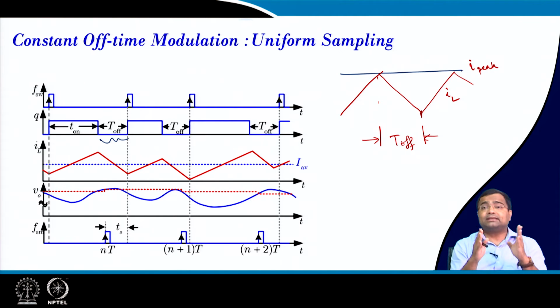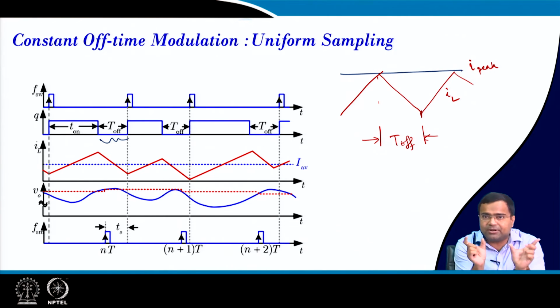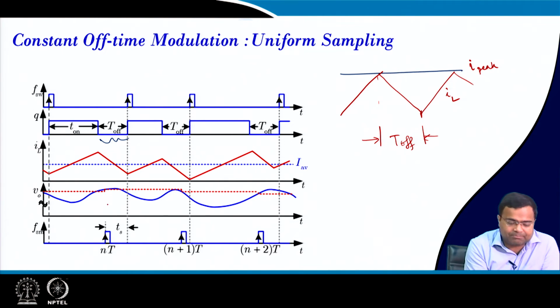Now, since this is a variable frequency modulation, because your off time is constant but the on time will vary based on the variation in the initial condition, variation in the peak reference or many disturbances, how to sample? Because the time period can vary, even with a small perturbation. If we use uniform sampling, then you see sometimes the sampling can happen here, sometimes close, sometimes here.